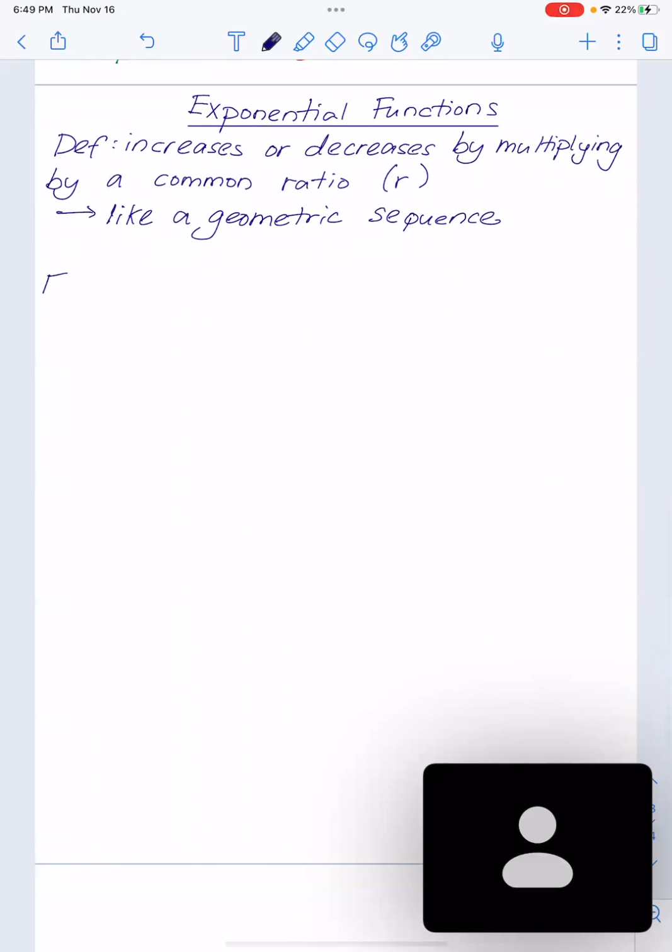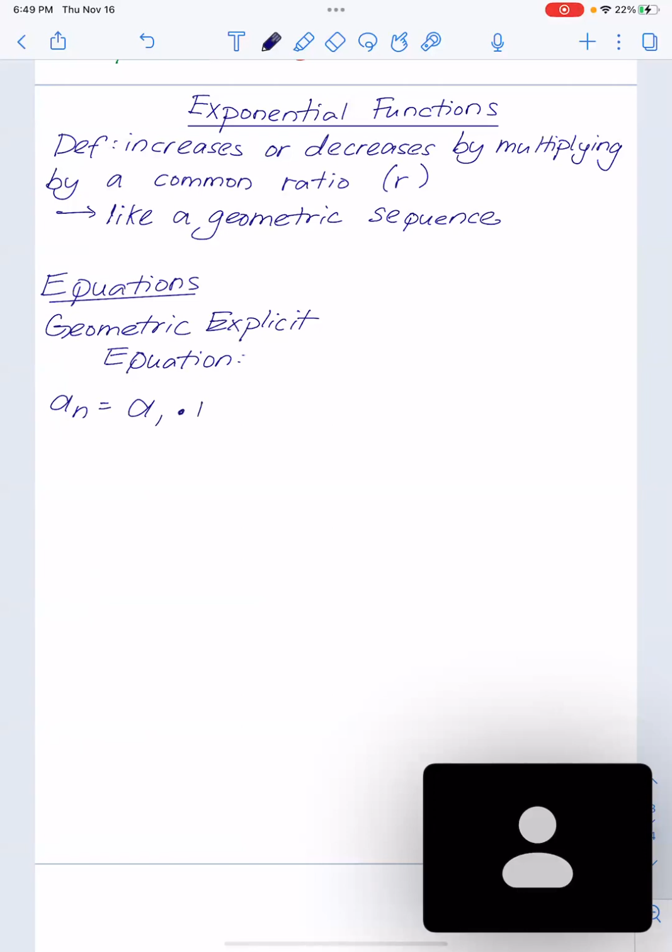So I want to start the same way I did with the linear functions, by looking at the equations. In unit 1, we got a lot of practice writing geometric explicit equations. And those look like this, where we said a sub n is equal to a sub 1 times the common ratio r to the power of n minus 1. So in other words, a sub n is equal to the initial value times the common ratio to the power of n minus 1, or a sub n is equal to a sub 0 times r to the n.